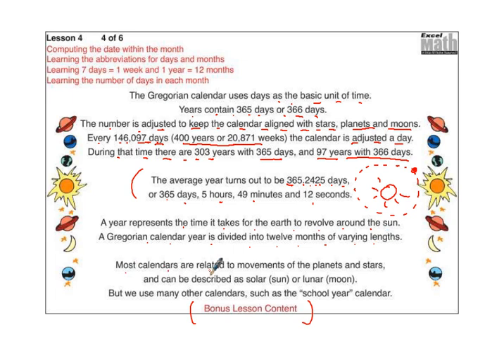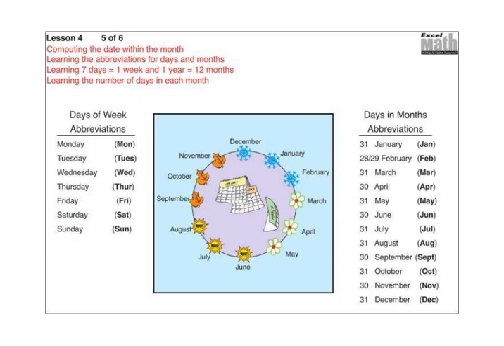Most calendars are related to the movements of the planets and stars, and can be described as solar, sun, or lunar, moon. But we use many other calendars such as the school year calendar. And you guys all have school year calendars that you can look up on the school website, of course.